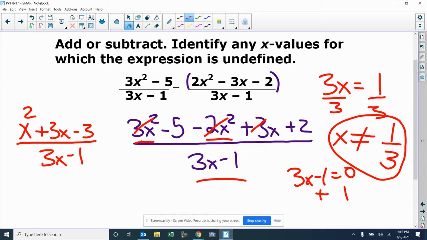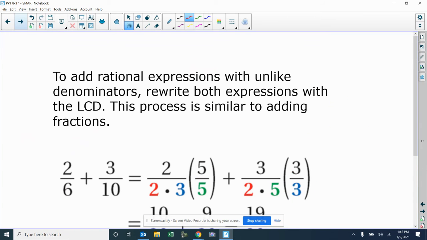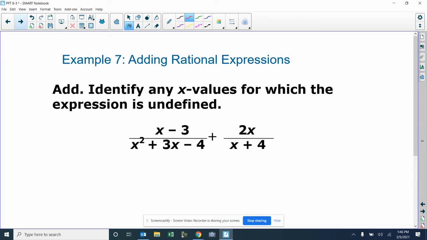All righty, hopefully you're hanging in there. That's the easy one. Don't forget to always distribute if it's a subtraction. We've had the same denominator the whole time, so we want to take that up to the next level with a denominator that's not the same. And here we go.